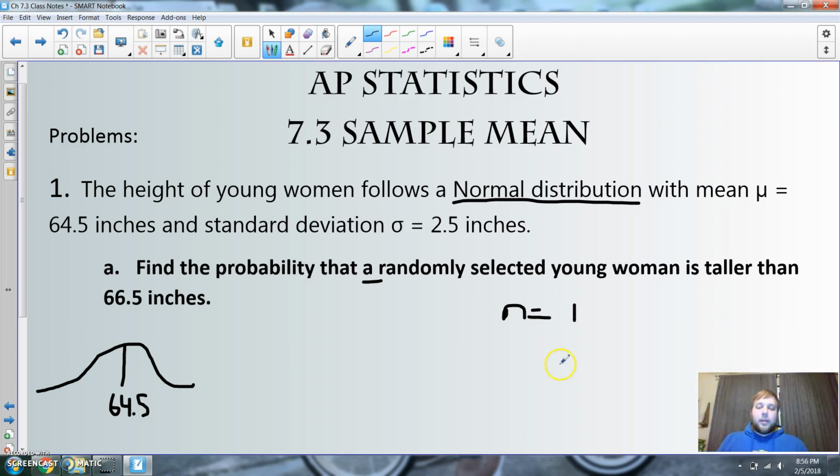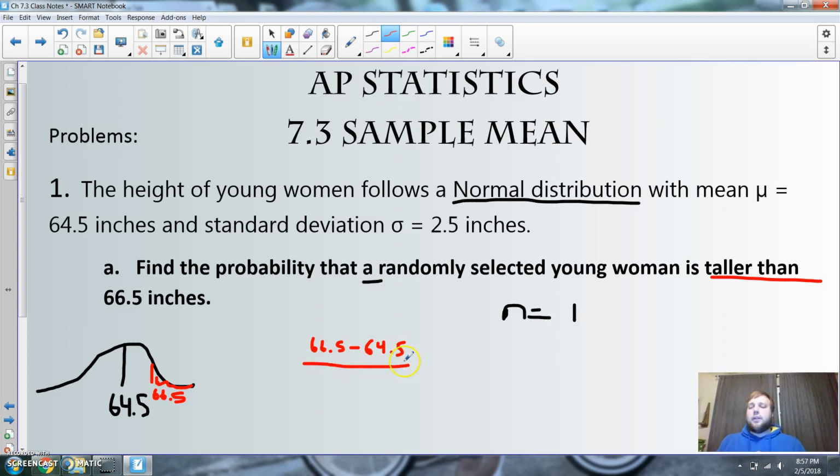Find the probability that randomly selected woman is taller than 66. So this is a typical z-score problem, something we've done from Chapter 2. And it says taller than, so taller than would be all of this stuff, right? So what I got, 66, minus what I should have got, 64.5, divided by the standard deviation.